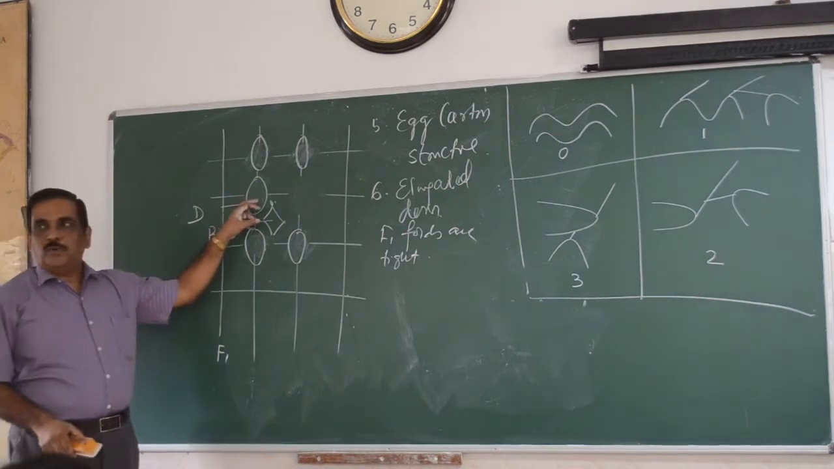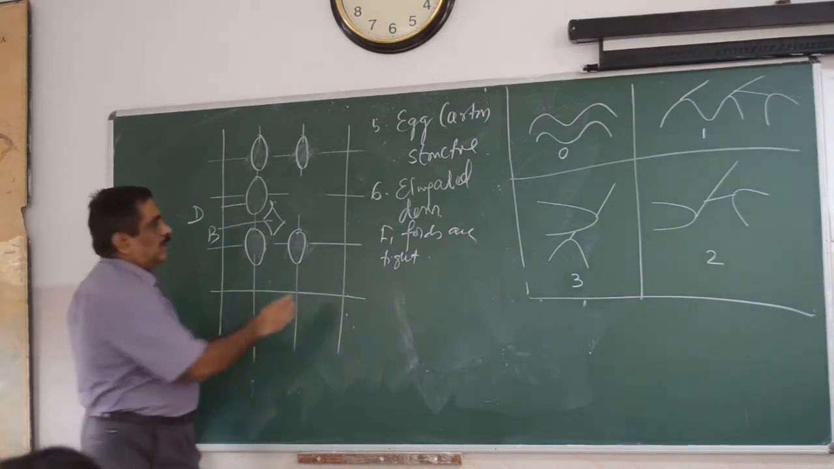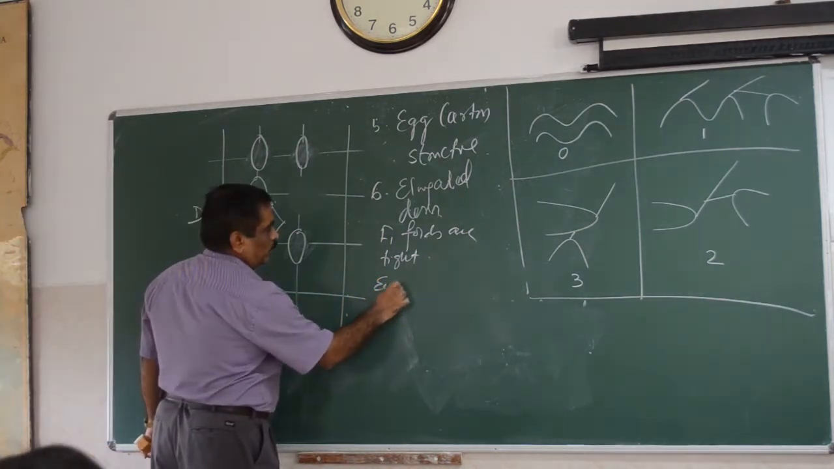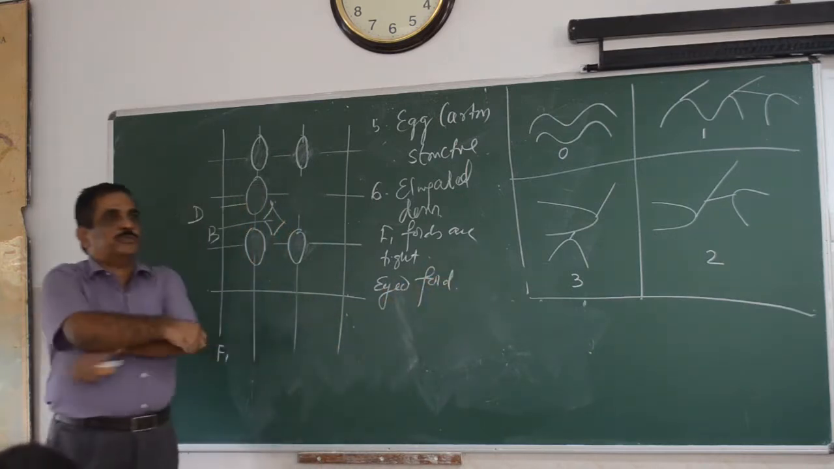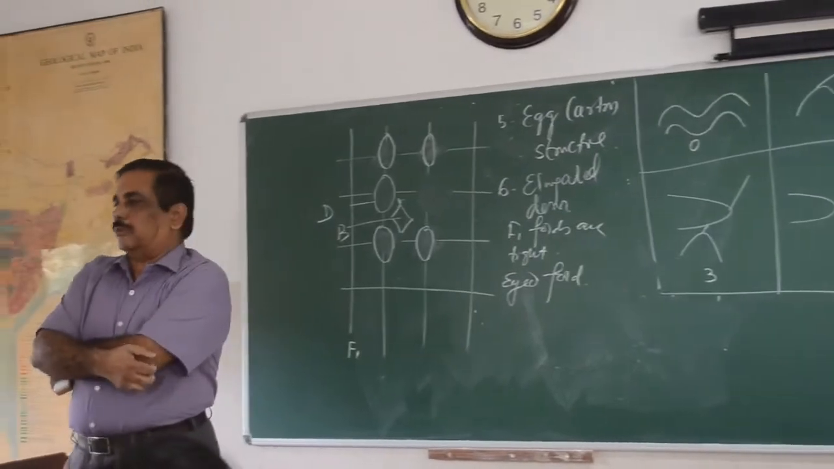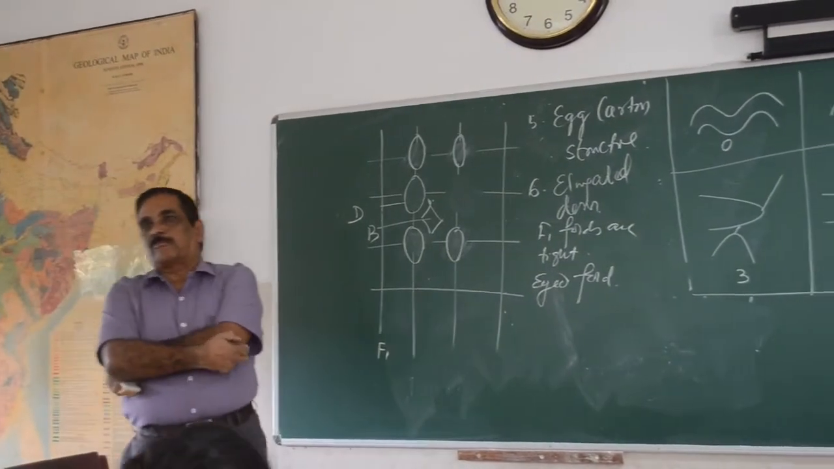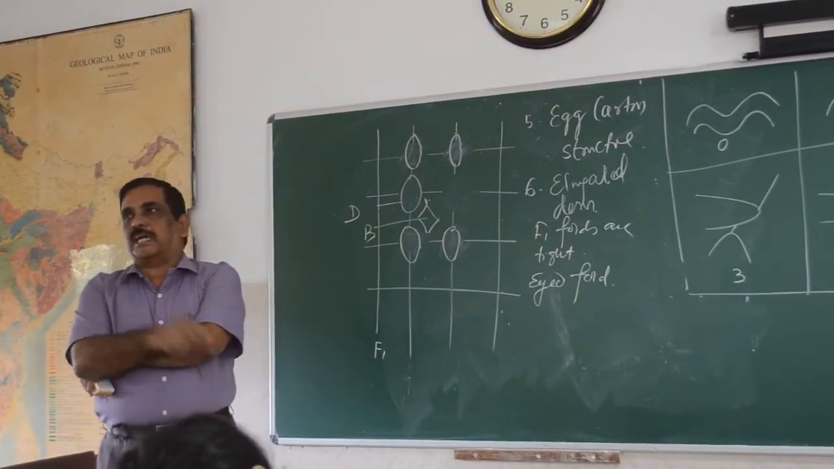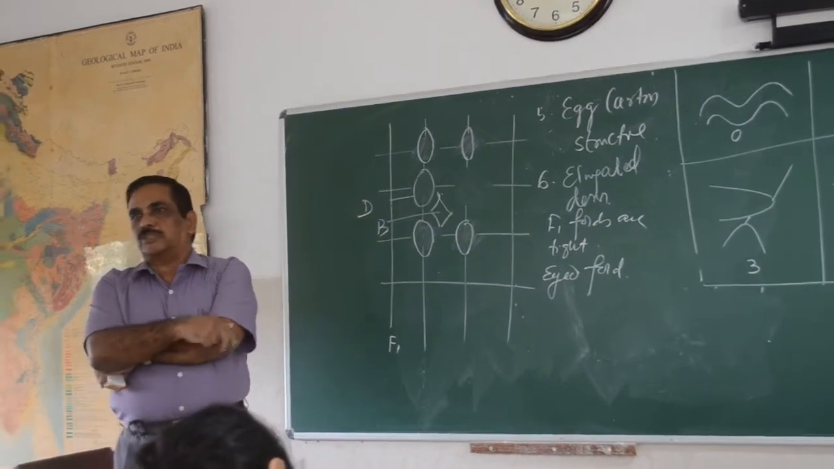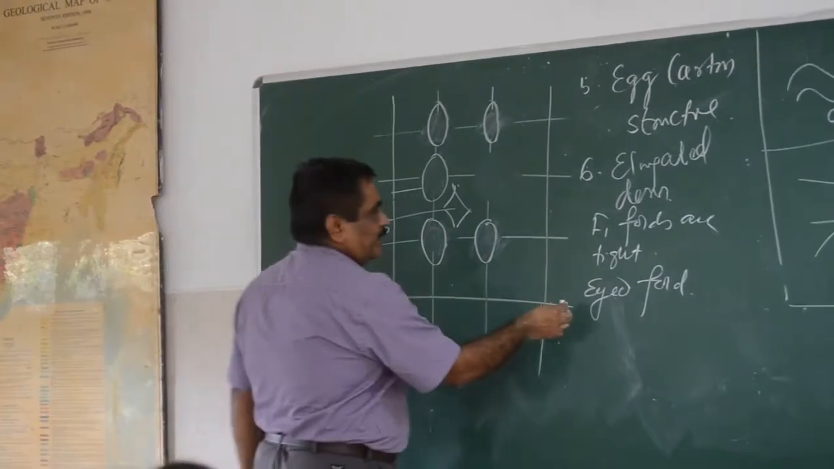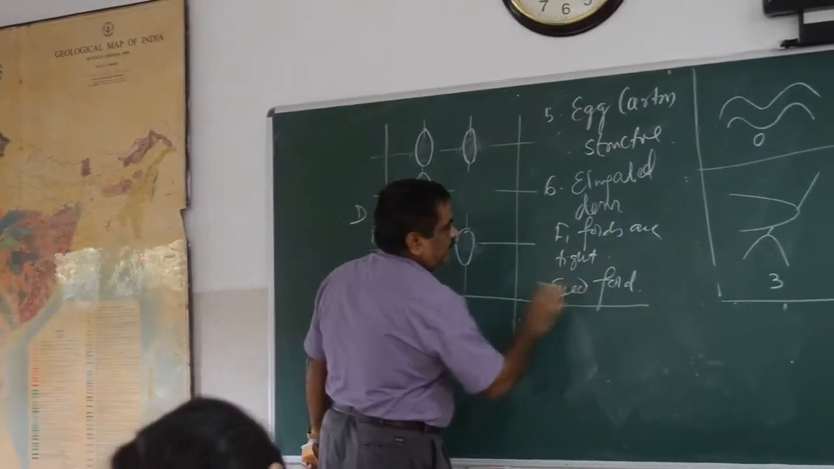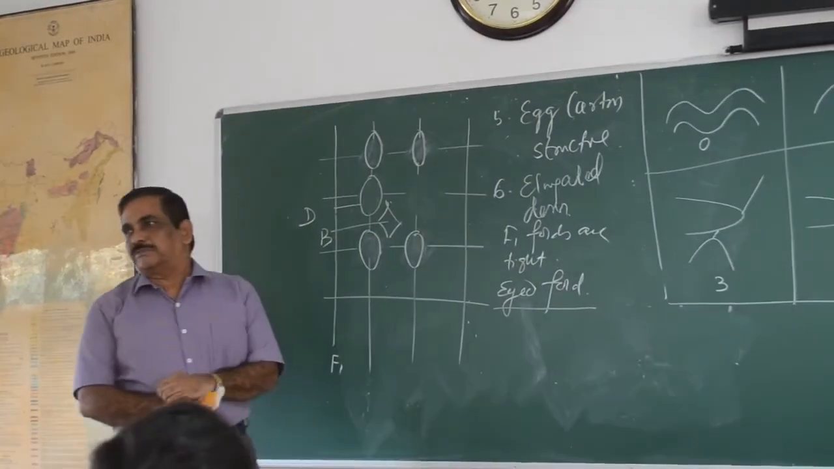These elongated domes are also called eyed folds. They look like an eye. Sometimes you must have read the description about the eyed fold. The eye is a little elongated, but some of you may have a rounded eye also. But when the domes and basins are a little elongated, they are called eyed folds. Understood, na?